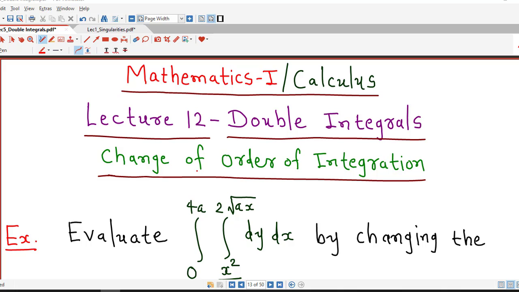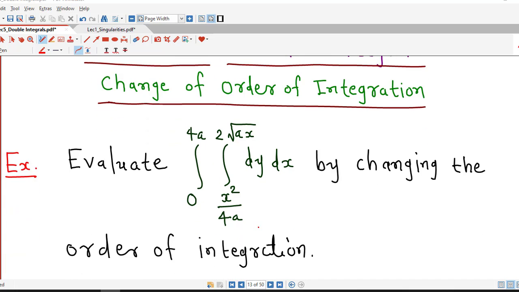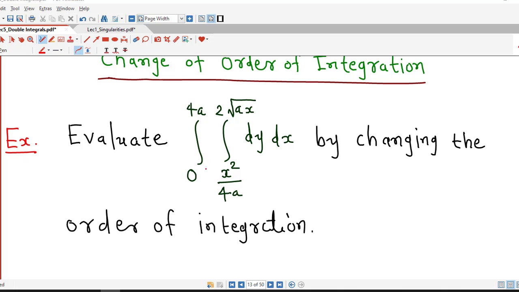From the previous lecture we have discussed how to change the order of integration in a given double integral. Sometimes we are able to integrate in a given order, but sometimes they ask you to do the problem by changing the order of integration. Suppose we consider this integral, where the integrand is the constant function 1.